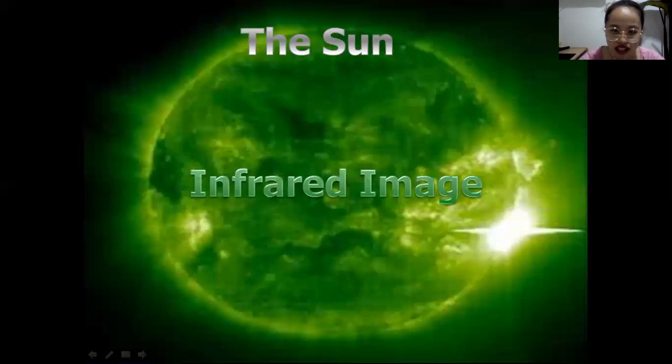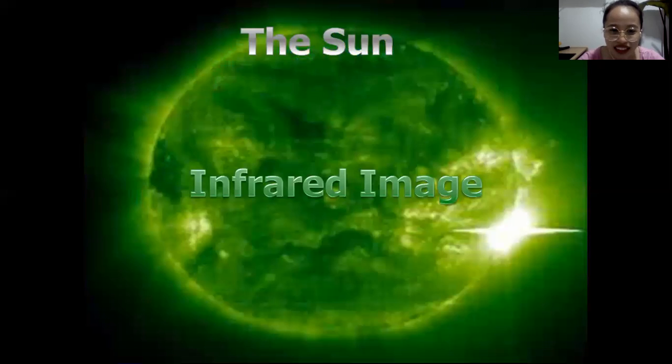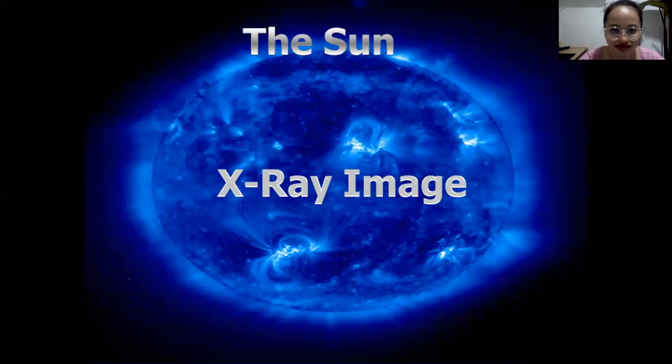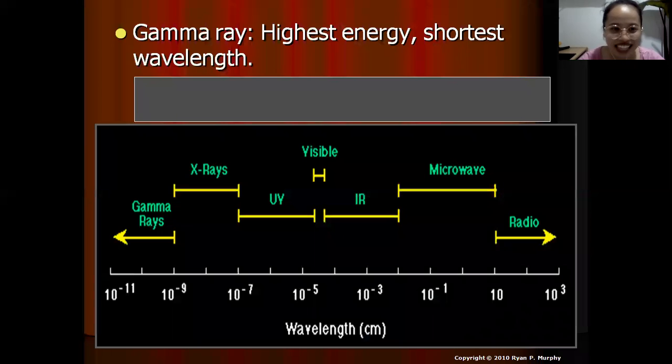So the sun, that is the infrared image, and that is the X-ray image. Look at the difference. And then when you use gamma ray, that's the color. So let's have the gamma ray. Gamma ray is the highest form of wave, because it has the highest energy and it has the shortest wavelength.